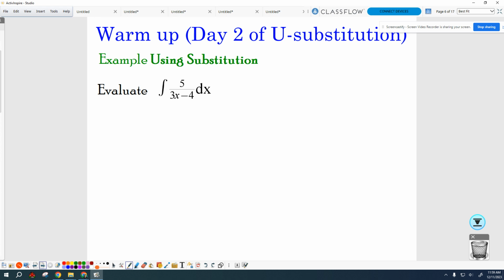This is technically day 2 of U-Substitution. Oh my goodness. This is where we got to in the last class as well.